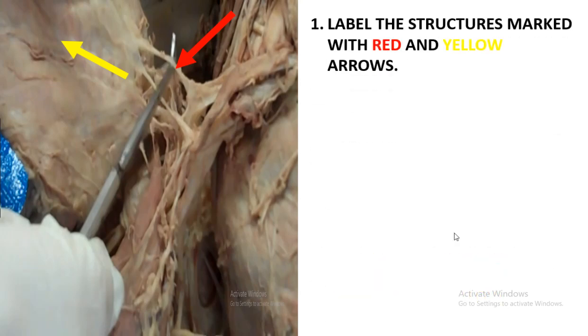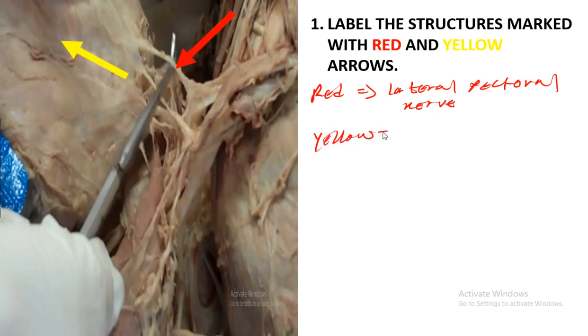The next one is easy. Label the structure marked with the red arrow. Red is just the lateral pectoral nerve. And then the yellow guy, that's the pectoralis major muscle.